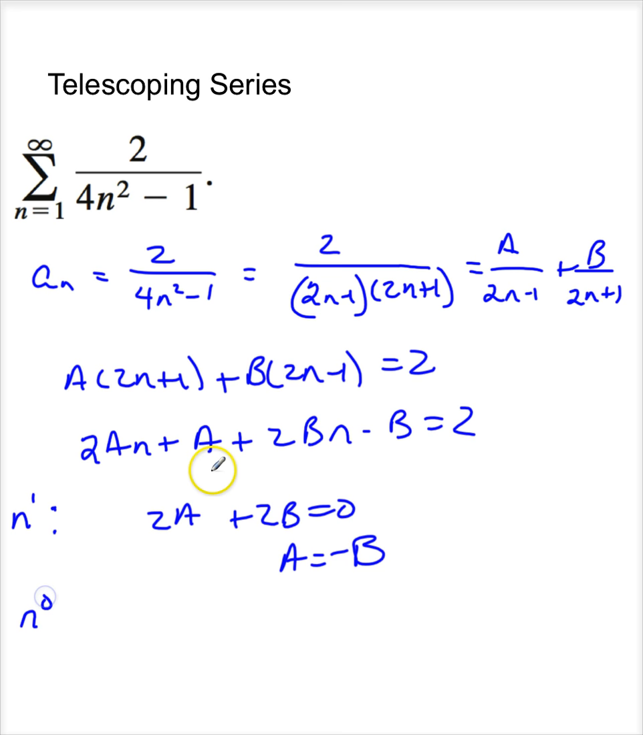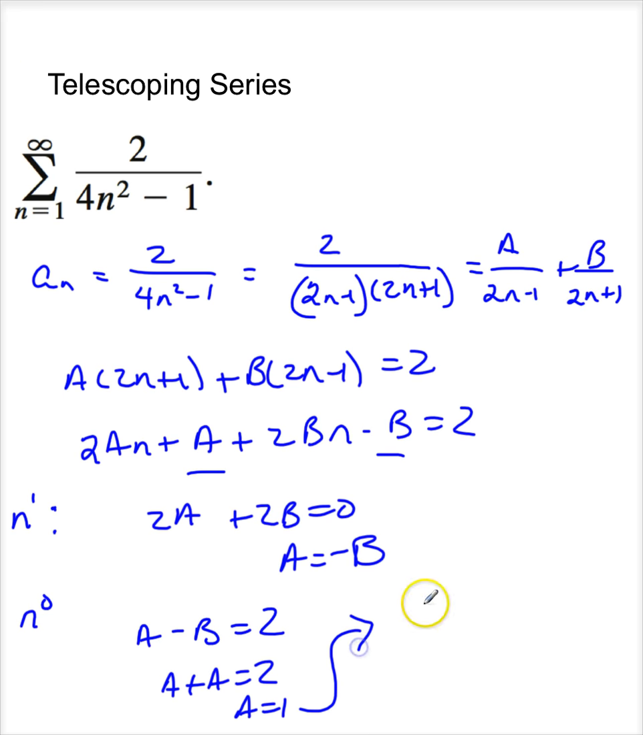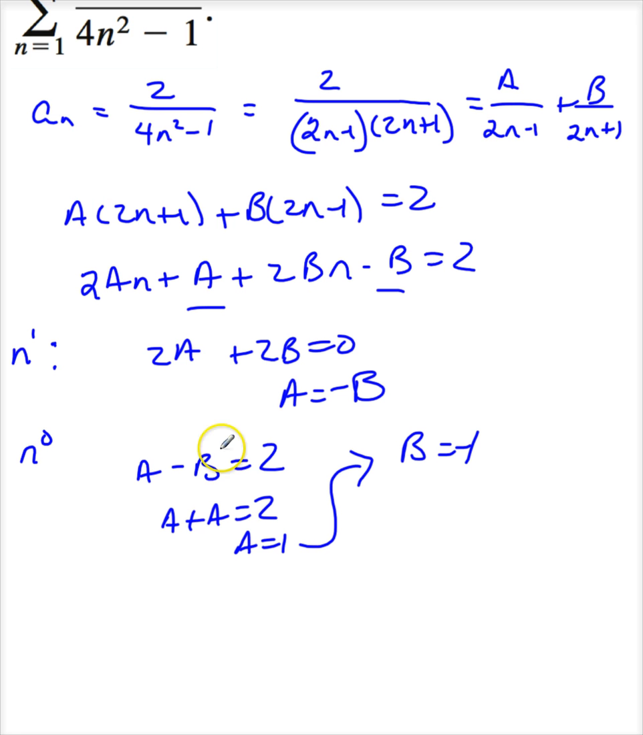Let me look at the constant terms. a minus b equals 2. So I'm going to put this in as plus a equals 2. So a is 1, which tells me that b is negative 1. So my a sub nth term can be written as 1 over 2n minus 1 plus negative 1 over 2n plus 1.